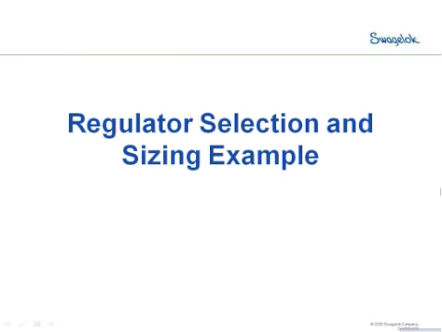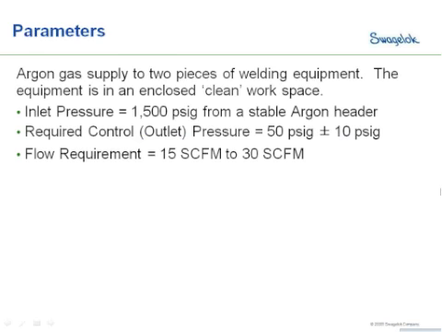So the last thing we want to talk about this morning is an example of sizing and selecting a regulator. So let's look at our parameters. We have argon gas supply to 2 pieces of welding equipment, 2 welders. The equipment is in an enclosed clean workspace and has an inlet pressure of 1500 psi from a stable argon header. Our required control pressure, or our outlet pressure, is 50 psi.